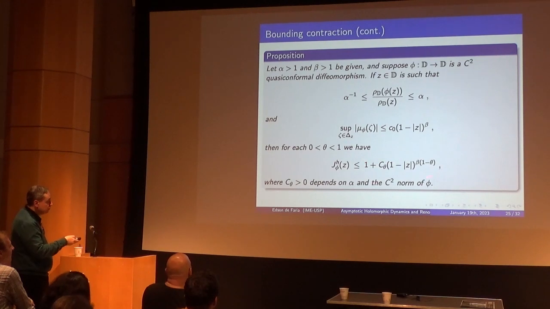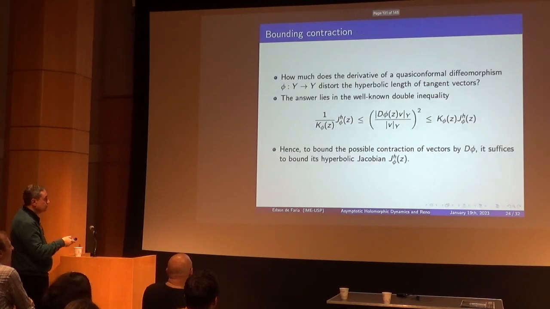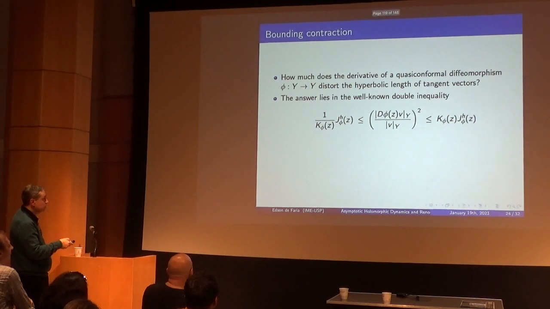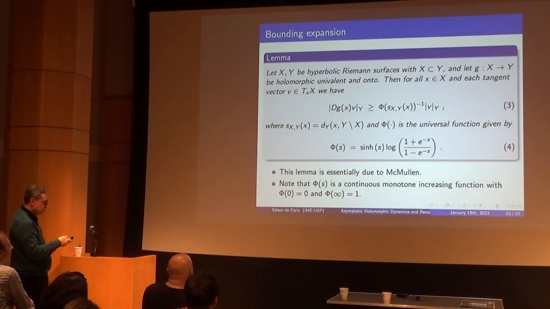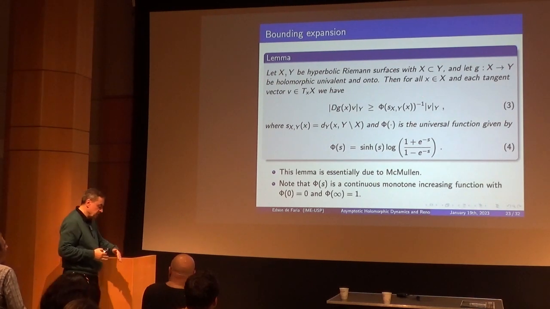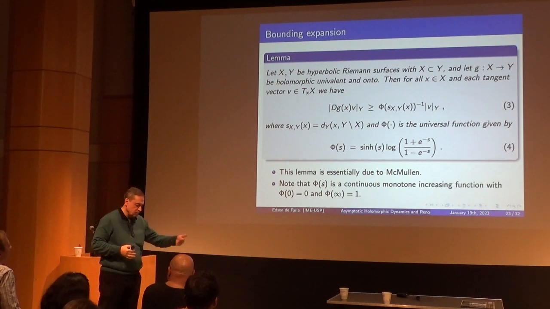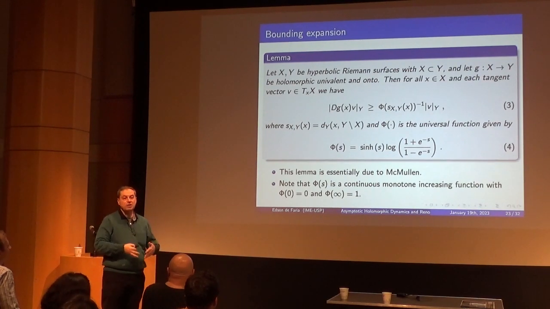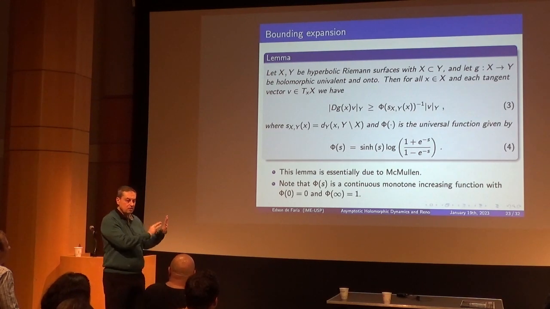And then using this estimate and juxtaposing it with this estimate, where is it? With this estimate, you can show that G always, the expansion given by G always beats the possible contraction by phi. Okay? So you gain and you are able to show that the periodic points are repelling. So that's the easiest statement there.